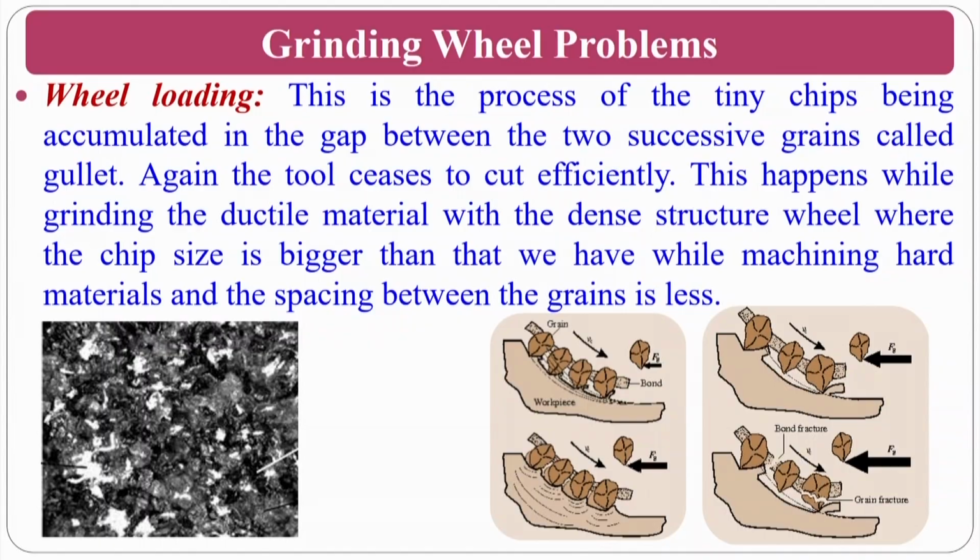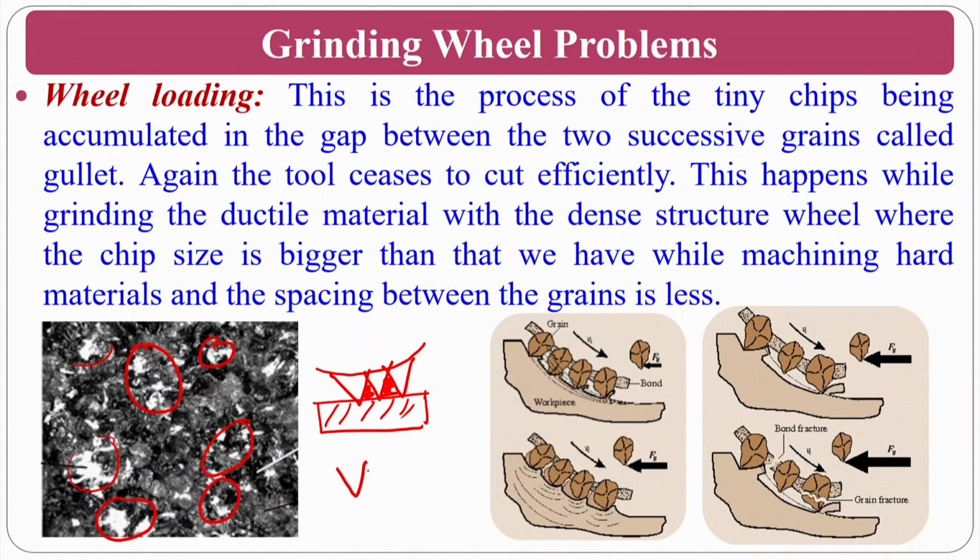Assume that I have a dense structure and I am using it for a soft workpiece material. What will happen? The material removal rate will be very high. In those circumstances, the material goes and sits here, and everything becomes loaded. As you can see here, chip material is loaded inside. This white one is chips loaded, so that my abrasive particles will become inactive.